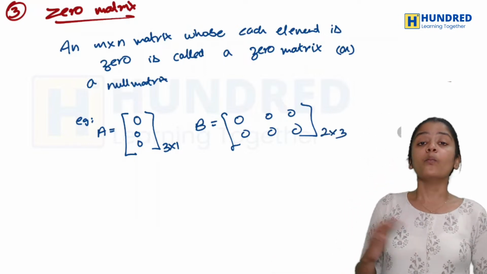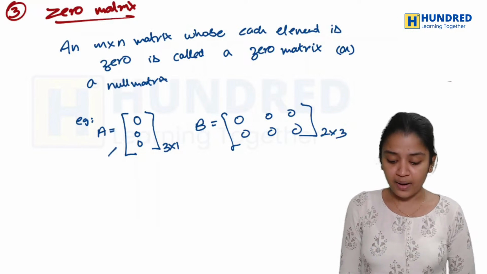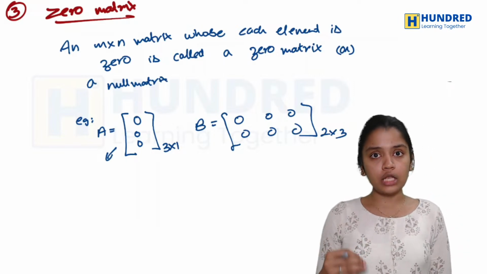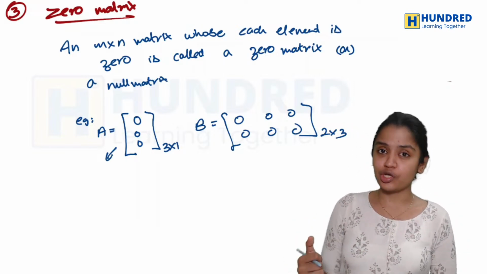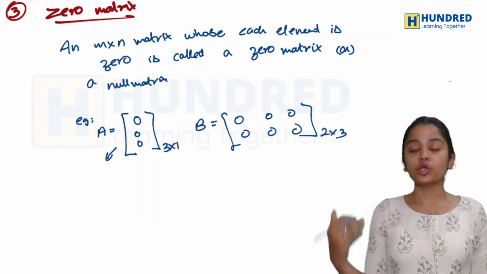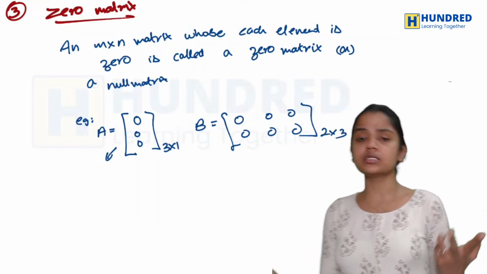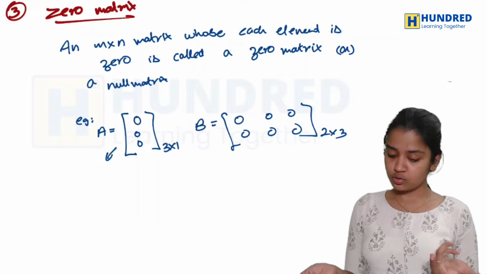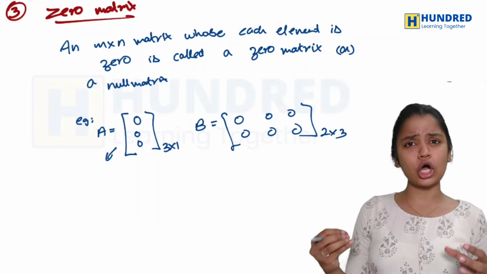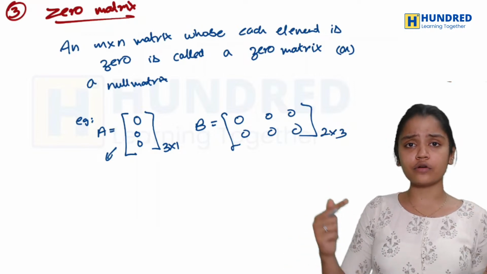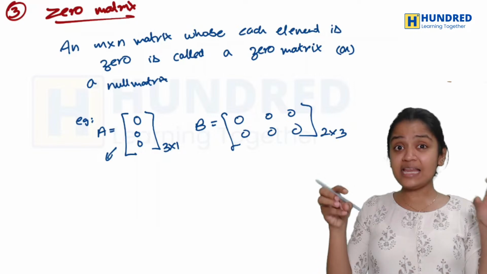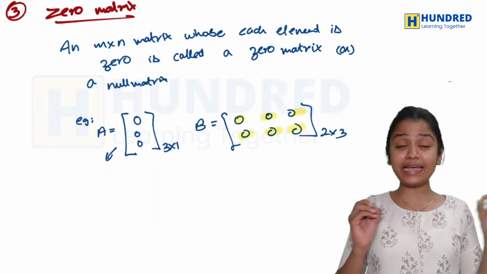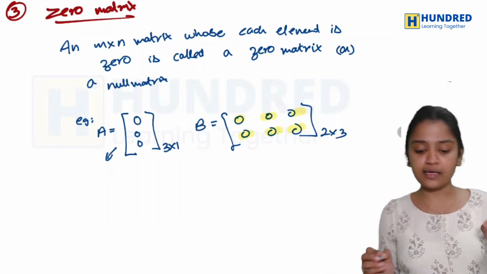Both of them are zero matrices, but A is a column matrix also. So A is both a column matrix and a zero matrix, and B is a zero matrix. These are the examples. The order is not fixed here. You can have any order, but every element inside it should definitely be 0.